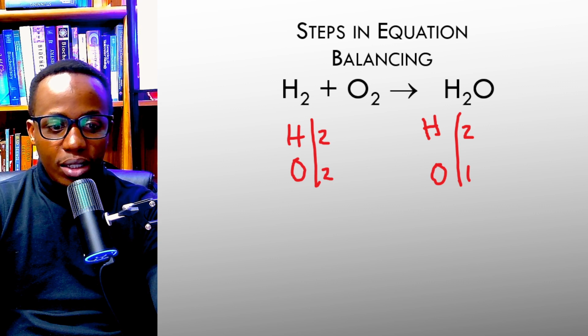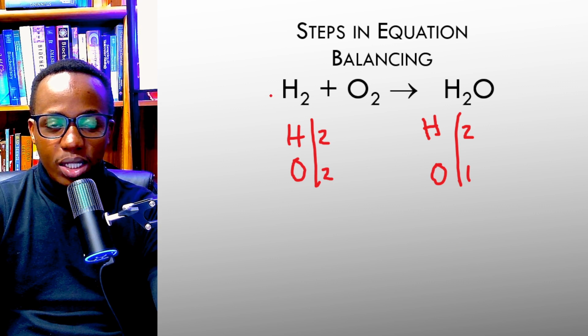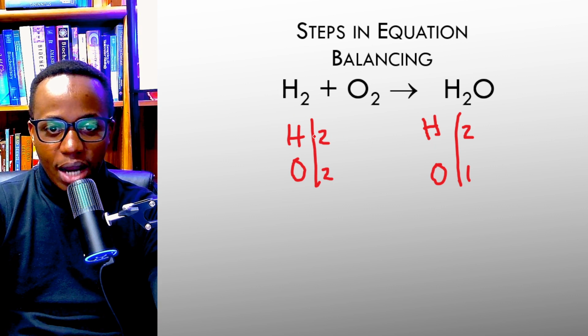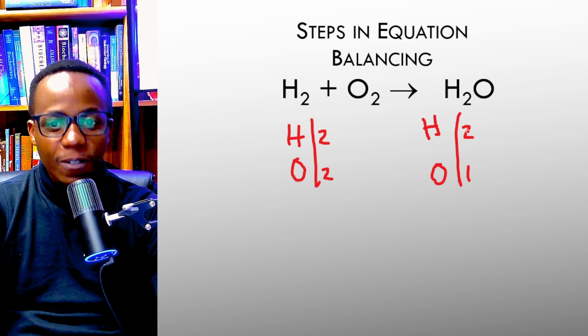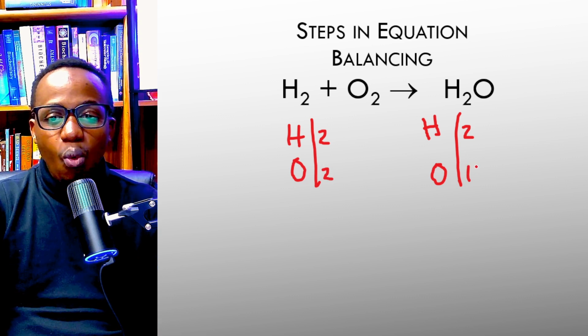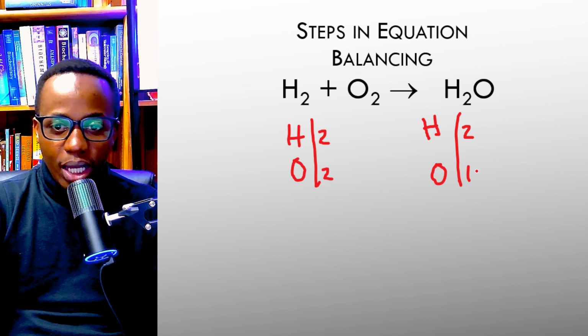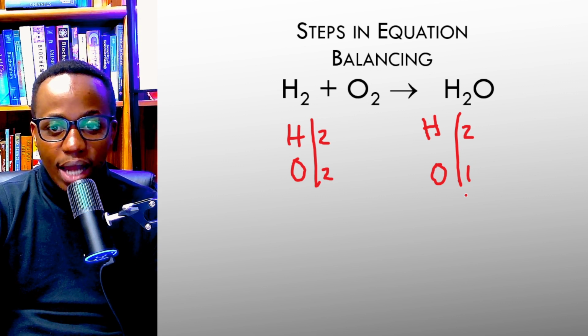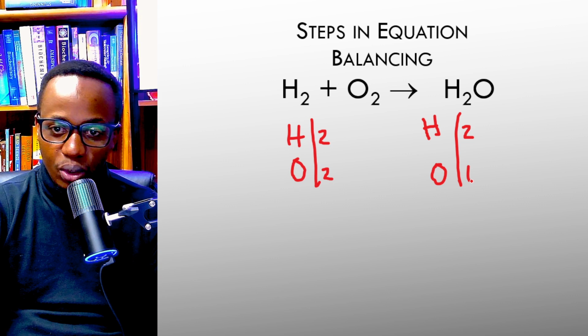Now, step 3 is we're going to look at it and see which one is balanced and which one is not balanced. Here we start from the top. Hydrogen, 2 on this side, 2 on this side, is balanced. That's good. Then look at this. Oxygen is 2 here, oxygen is 1 here. Then you're like, okay, what do I do to make them equal? If you have 2 on this side and 1 on this side, you multiply by 2 on the side that has 1 so that you get 2, right?